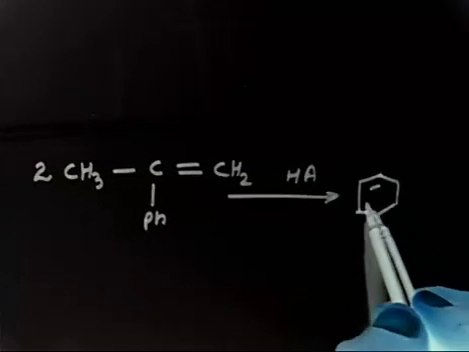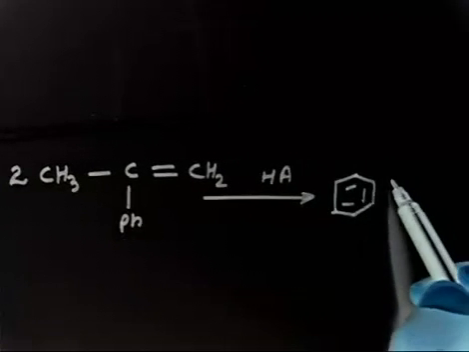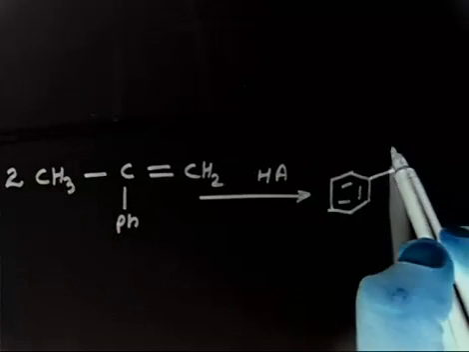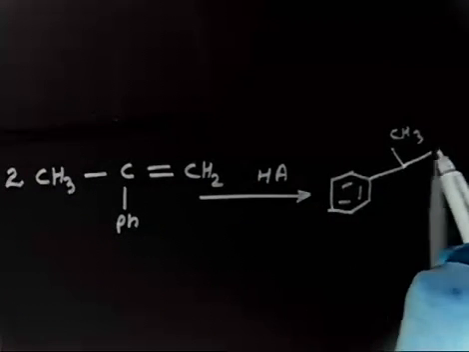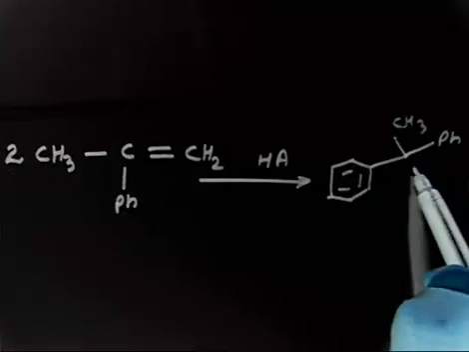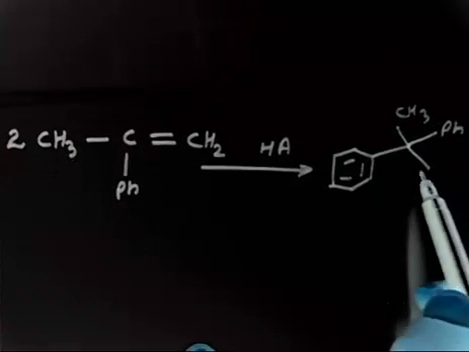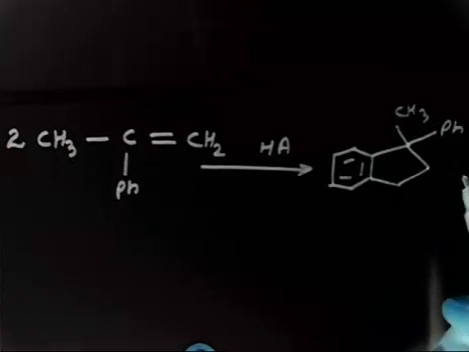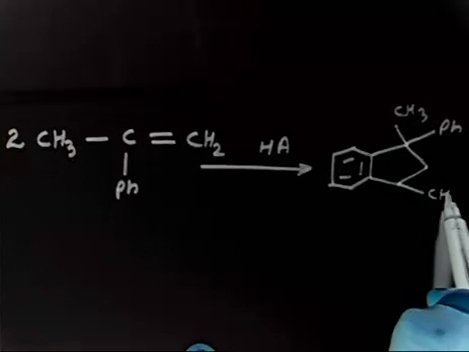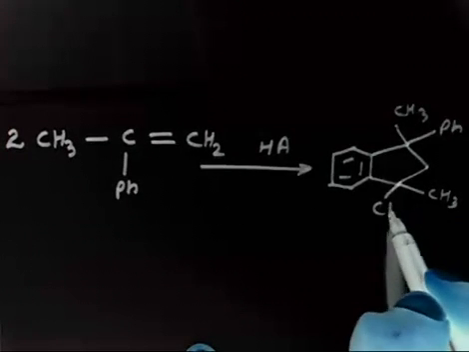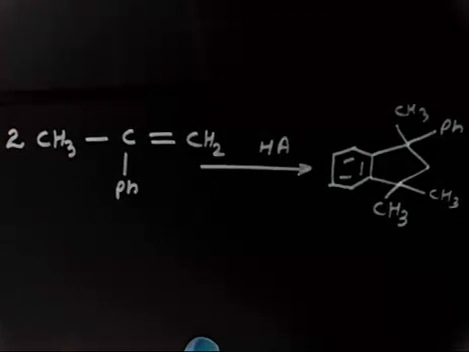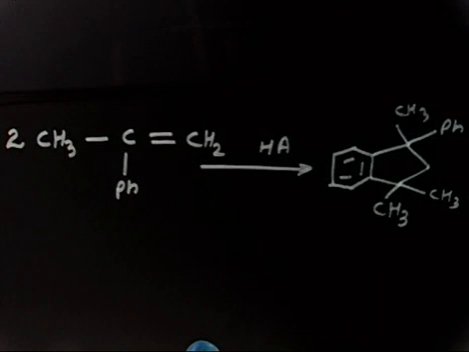The final product is given to you. There is a benzene ring, on this side you have CH3, on this side you have a Ph group, and there is a 5-member ring with CH3 and another CH3. So this is the final product and the reactant is given to you. You have to write down the mechanism.